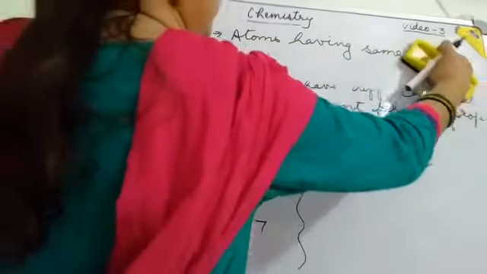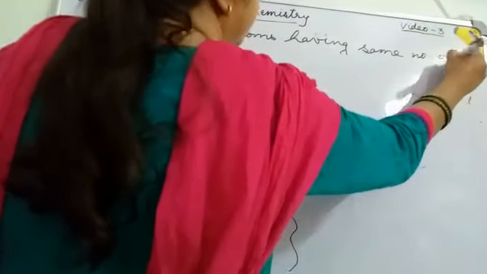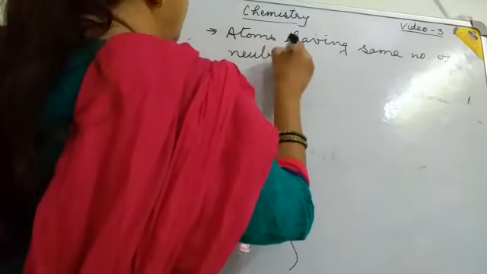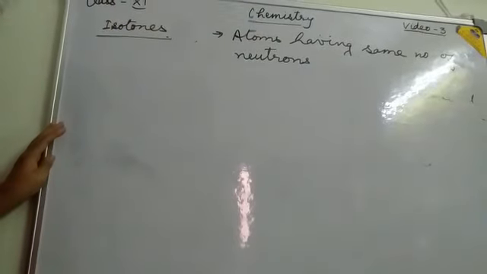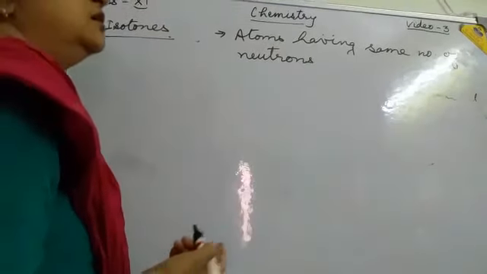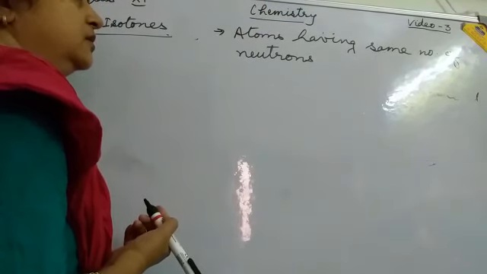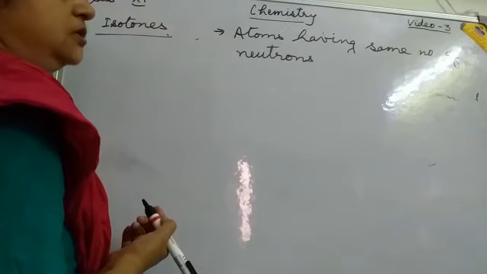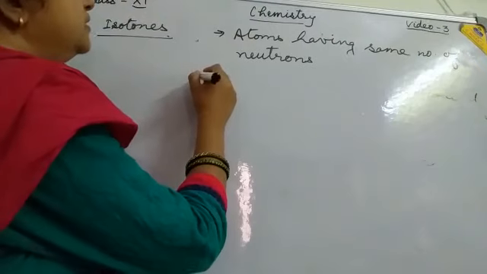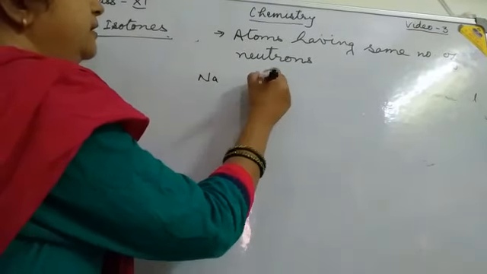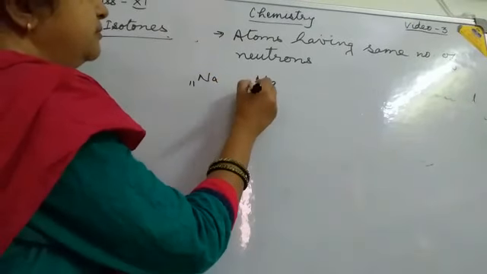Atoms having the same number of neutrons. Only neutrons are the same. If we consider the periodic table, there are some examples of isotones. Consider sodium and magnesium. Sodium atomic number 11, magnesium atomic number 12.